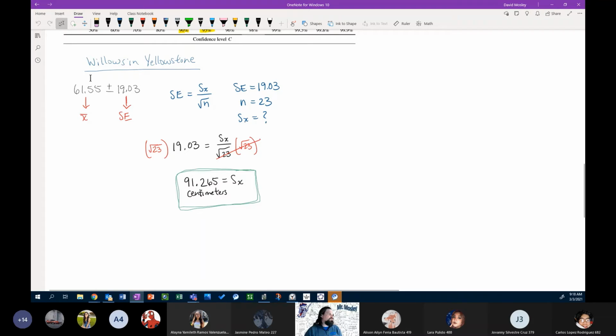All right, and so we use this information. We know that the formula for standard error is S sub X divided by the square root of N. The standard error is 19.03. N is 23. We don't know S sub X. So we set up our equation here, 19.03 equals S sub X divided by square root of 23. I multiply each side by the square root of 23. That cancels the square root of 23 on the right-hand side, brings it over to the left. Square root of 23 times 19.03 equals 91.265. And that is the value of S sub X, and this is in centimeters. That was the unit from our context. Okay. So there we go.